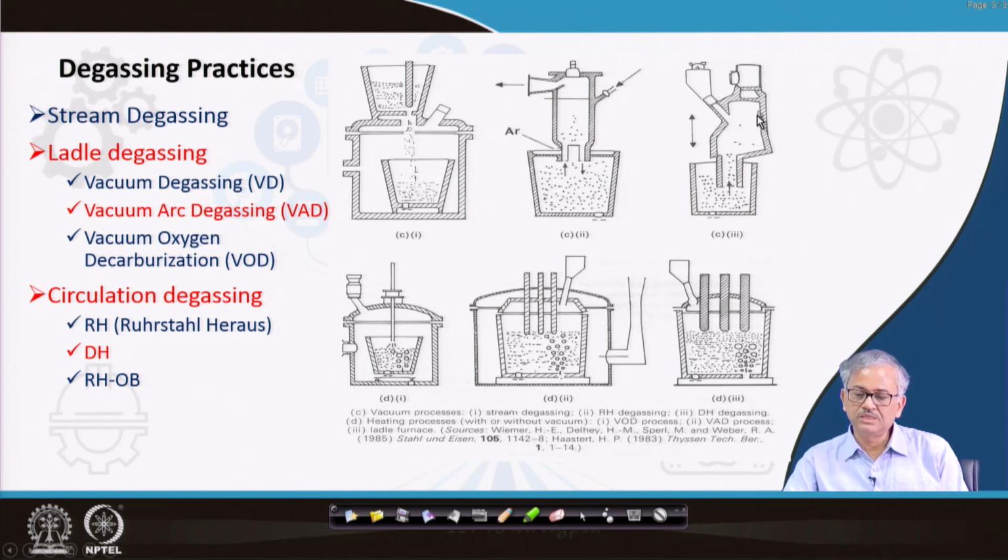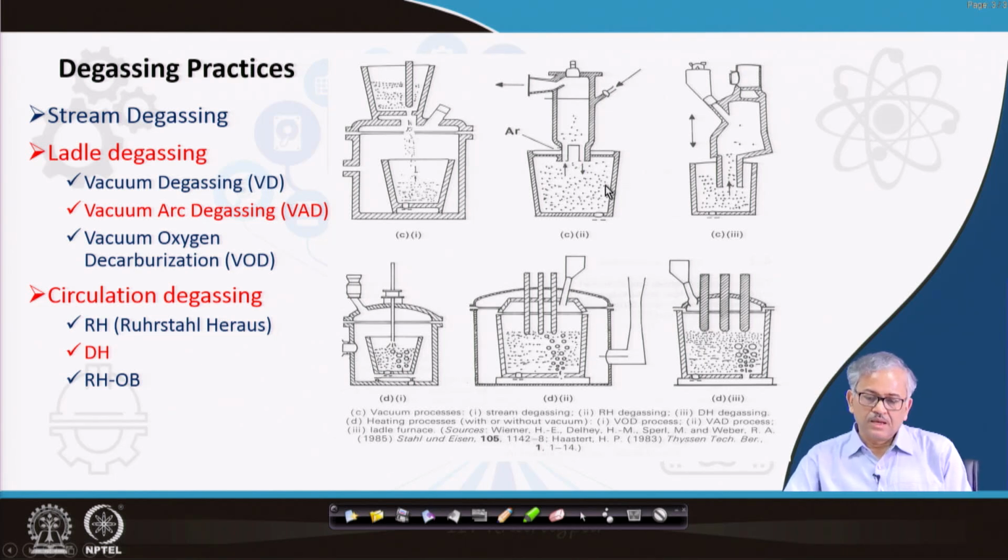Another is the DH degassing. This is called the RH process, and this is called the DH. In the case of the DH, you take some amount of the liquid metal into the vacuum chamber, and after treating it, it comes down through the same snorkel. That is called the DH. But this is not practiced too much nowadays. The major practice is circulation degassing with two snorkels, which is called the RH degasser. So it is used very much.